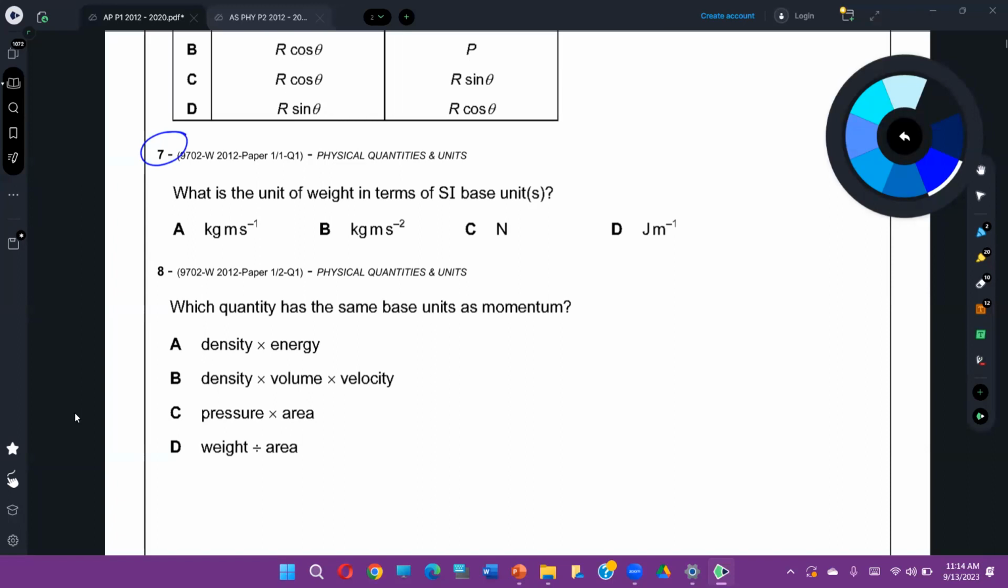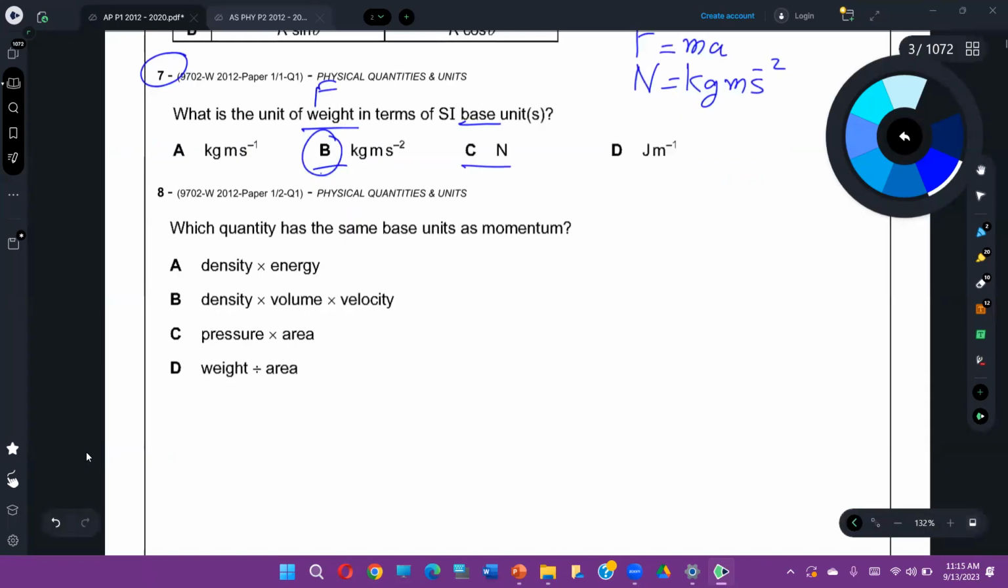Can anyone tell me, weight, is it a force? The fundamental formula for force is MA. And what is the derived unit? Newton. What is the unit of mass? Now I can find Newton here. I can find kg ms minus 2 here. What should be my answer? Very good. B is the right answer. Why not C? Even it is matching. It is not the base unit.